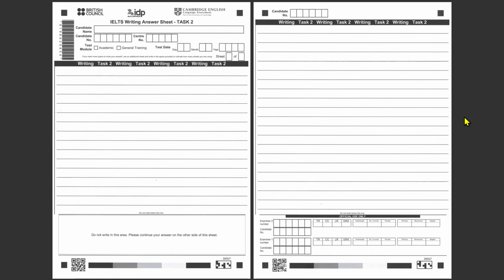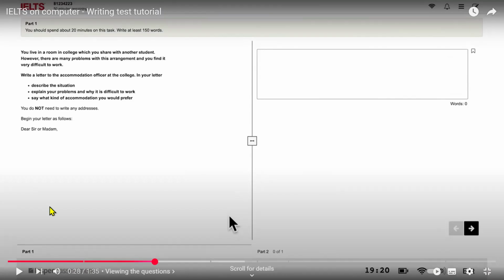Now, those who are planning to go for the computer-based test, let me just show you the layout of how it looks. Okay, as all of you can see here, this will be the layout for those who are planning to take the computer-based test. On the left-hand side of the screen, you will find the question, and on the right-hand side of the screen, you will find the space to type your answer with the word count, and this is for the letter writing part.